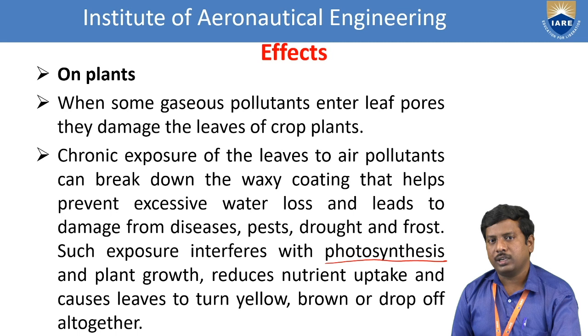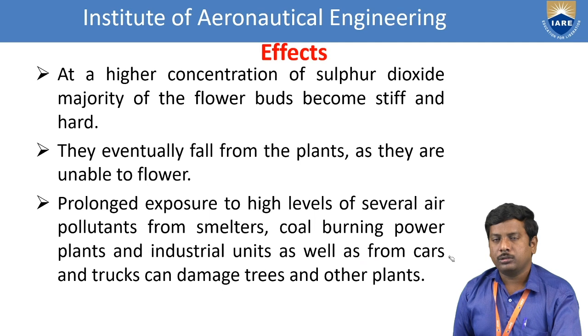Mainly because of air pollutants, photosynthesis of the plants can be affected when the color of the leaves changes from green to brown or red. At a higher concentration of sulfur dioxide, the majority of flower buds become stiff and hard in nature, so they eventually fall from the plants as they are unable to flower. That means prolonged exposure to high levels of several air pollutants from smelters, coal burning power plants, and industrial units, as well as from cars and trucks, can damage trees and other plants.